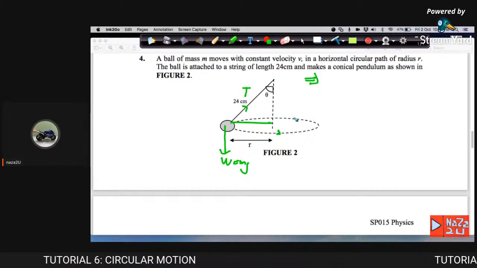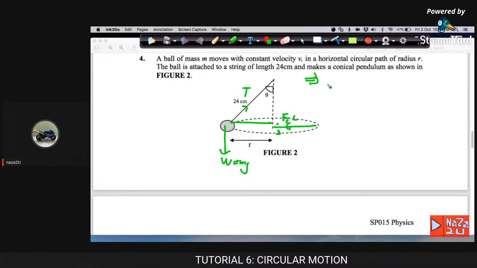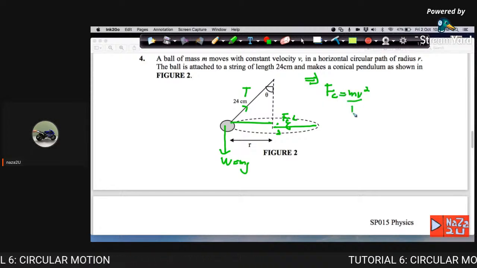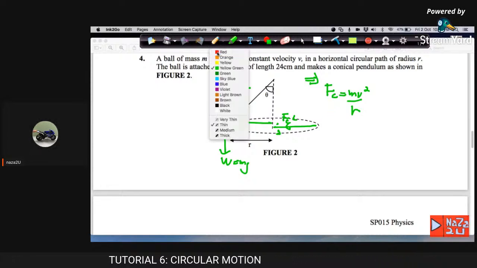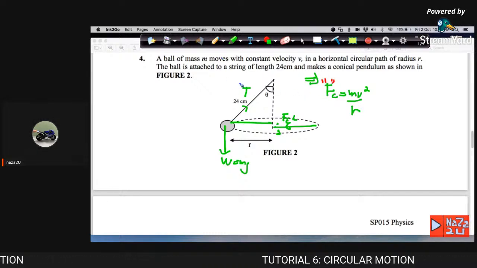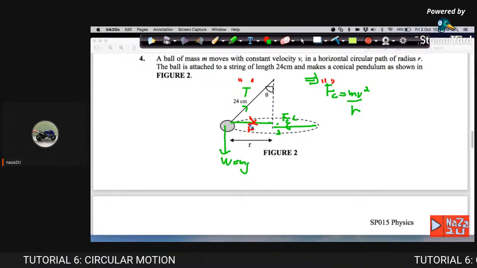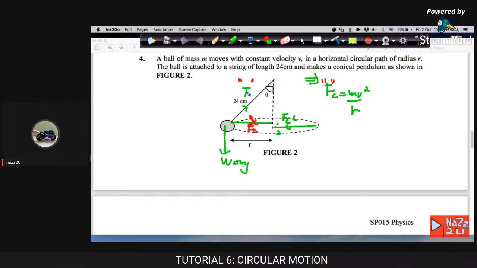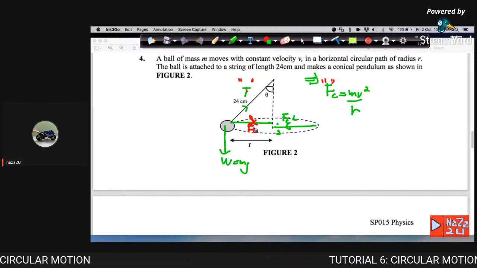If the object is moving in a circular path, we have a centripetal force directed to the center. So Fc here is equal to mv squared divided by r, the centripetal force of the pendulum, right? And how can you relate Fc and the tension of the string? This is the direction of the Fc, to the center, meaning to the right. And we also have the T. T is a force, Fc is also a force. So how can you relate T and Fc?